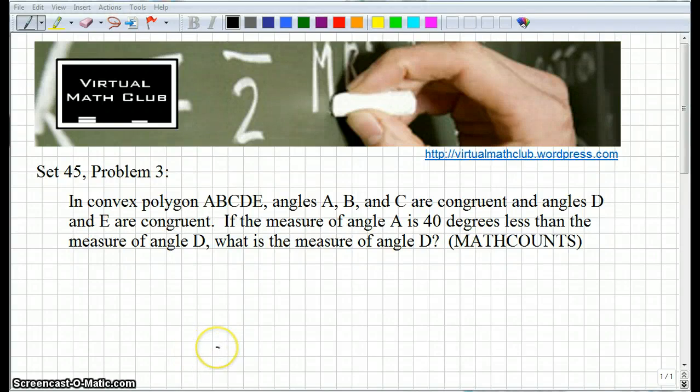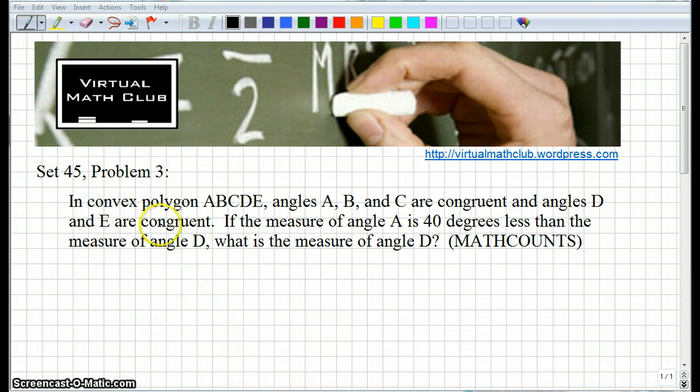Problem number 3. In a convex polygon ABCDE, angles A, B, and C are congruent, and angles D and E are congruent. If the measure of angle A is 40 degrees less than the measure of angle D, what is the measure of angle D?